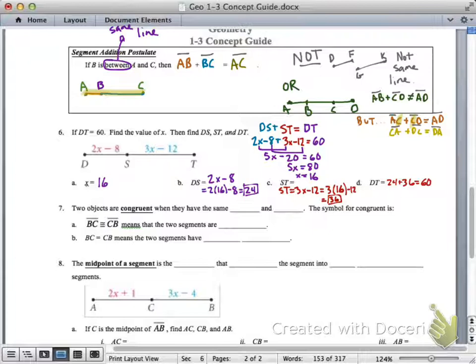Another important definition. I think you've heard this term by now, but two objects are congruent when they have the same size and shape. The symbol for congruent is an equal sign with a little squiggly thing above it. So segment AC is congruent to segment BC means that they're congruent. If we're not talking about segments, if we say BC equals CB, we're talking about the lengths, the measurement.